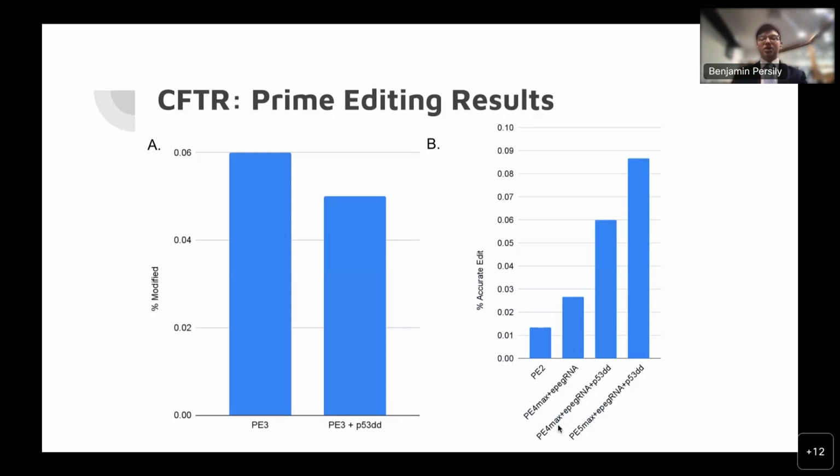The next group I used was the PE4 MAX system with an ePegRNA and P53DD, which reduces cell death after nucleofection, thereby furthering editing efficiency. And the final group uses the PE5 MAX system with an ePegRNA and P53DD, and it functions just like the previous group. However, an additional guide RNA is added to improve editing efficiency. In essence, PE5 is to PE4 what PE3 is to PE2. And overall, with these modifications, the final group's editing efficiency reached nearly 0.1%, which is a vast improvement of the approximately 0.01% of the original PE2 group.